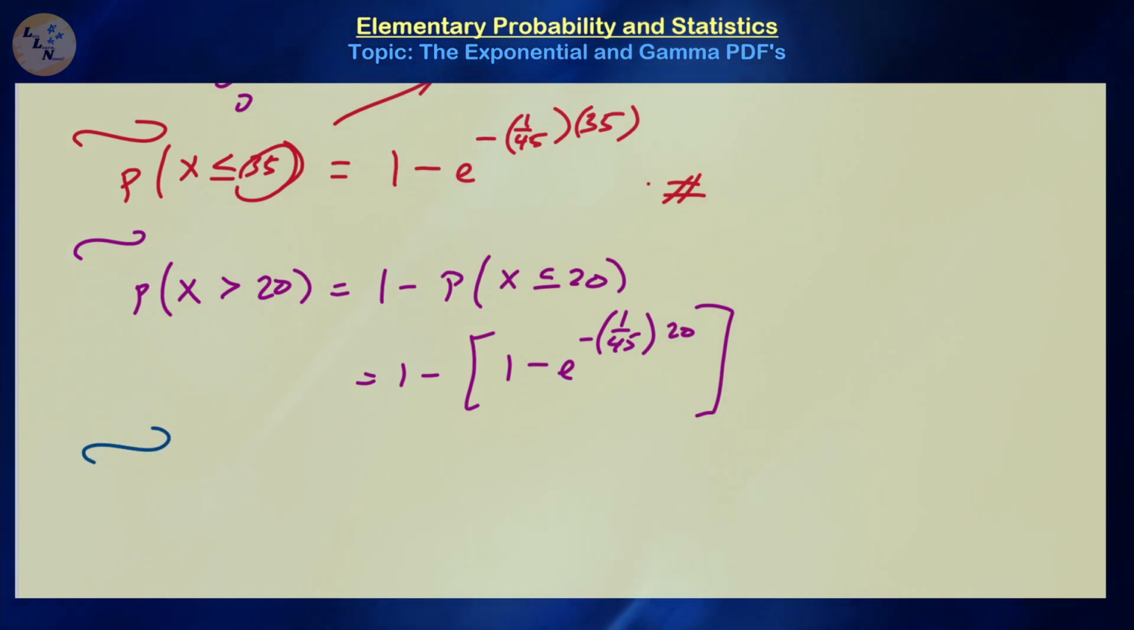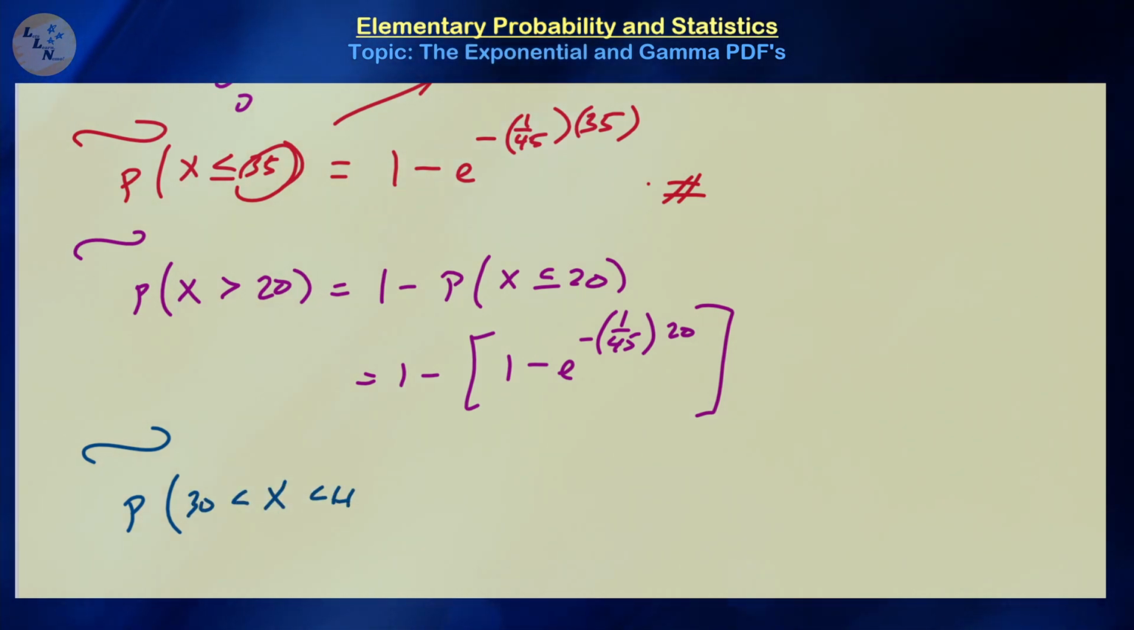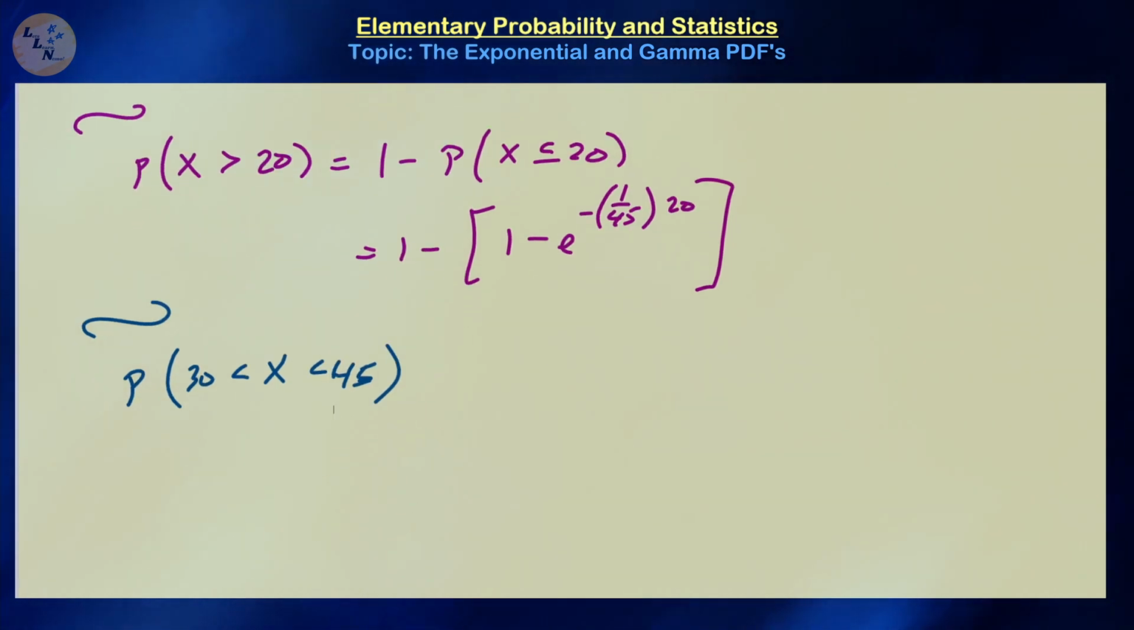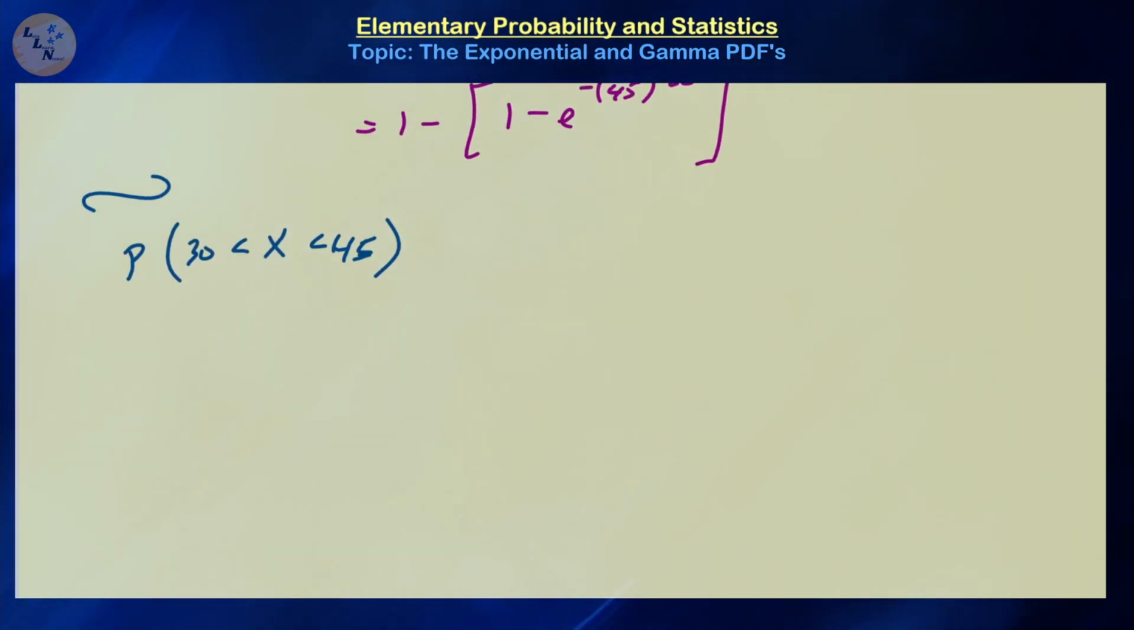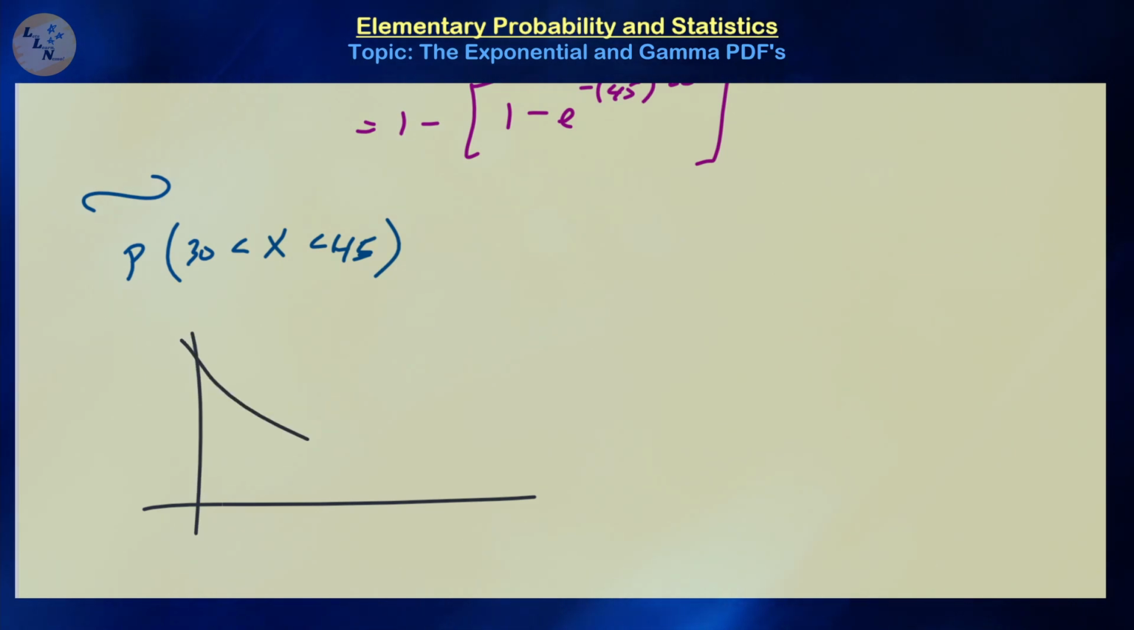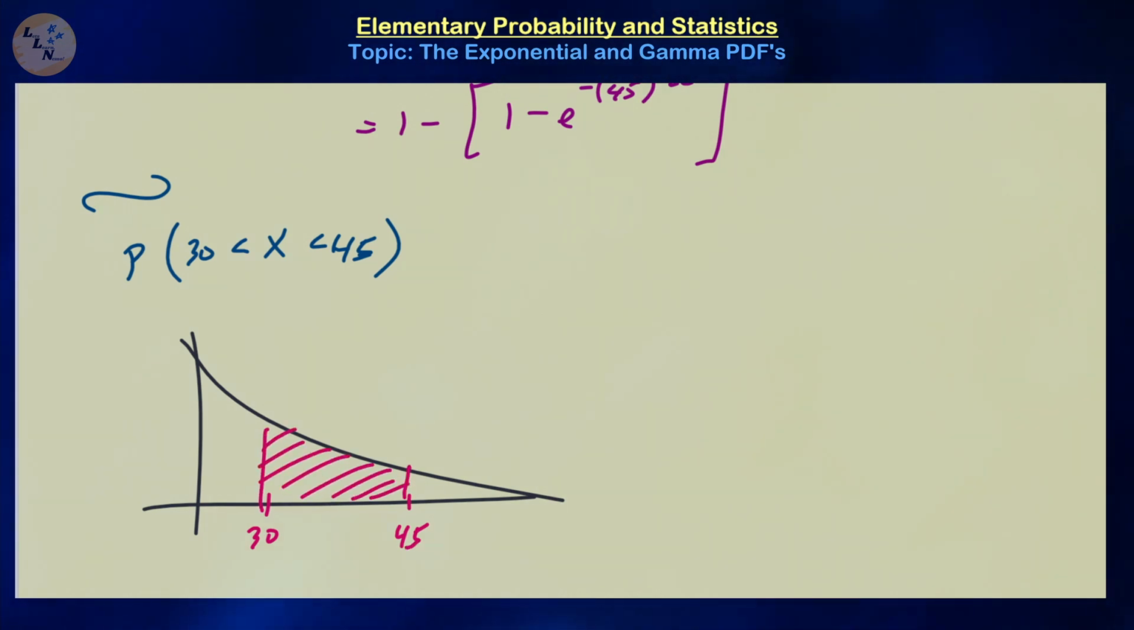Now, a nice interesting thing to think about, what if we want the probability of spending anywhere between 30 and 45 minutes in the grocery store? So how can we get this very simply via cumulative density functions? So if we look at our picture for our density function, so 30 is here, 40 is here, and our goal is to find the area of this interior region.